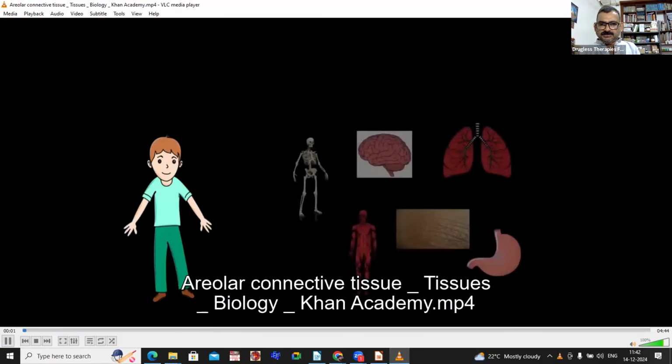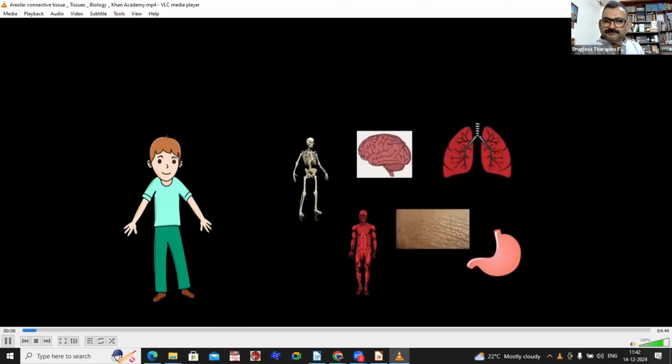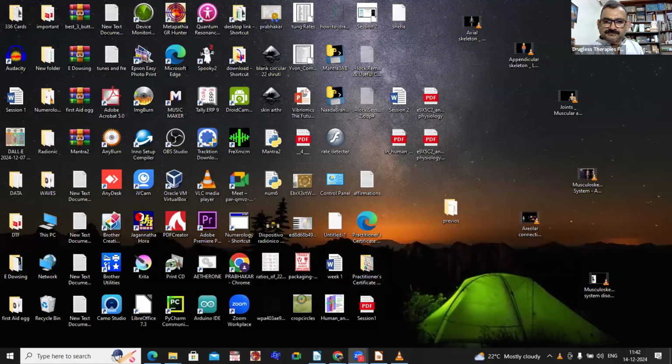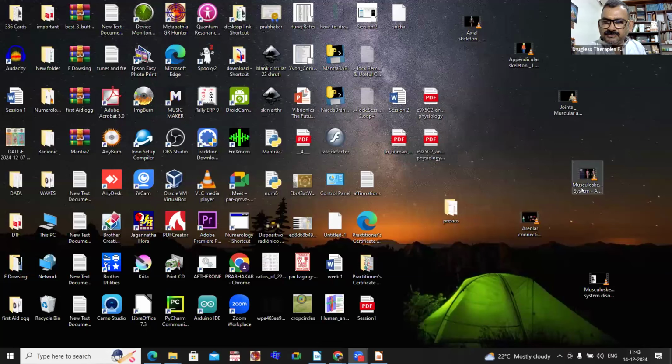The body is made up of many organs such as bones, the brain, the lungs, the muscles, the skin, and the stomach, and many others. And all of these organs are also made up of tissues. Now, something has to hold these things together. The organs and the tissues have to be held together by some sort of a glue. What is this glue? That's connective tissue.